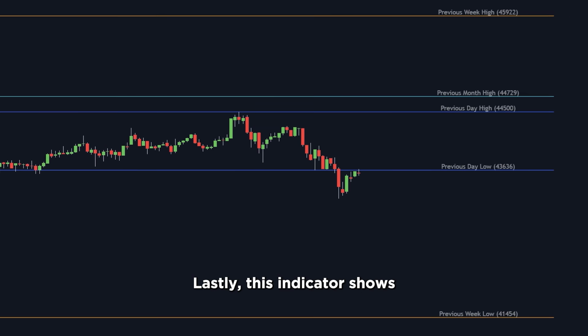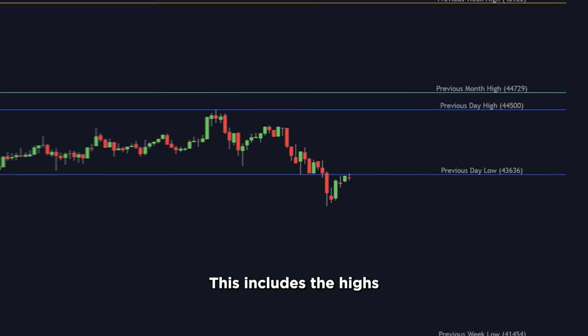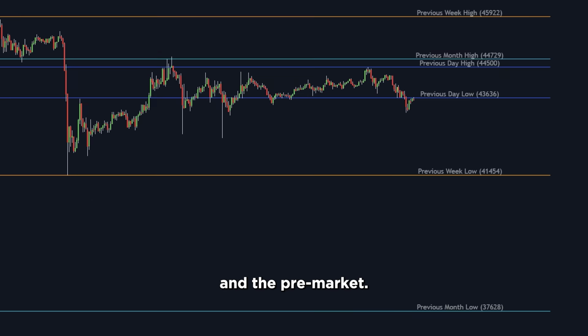fill. Lastly, this indicator shows you key levels where price is likely to have a big reaction at. This includes the highs and lows of the previous day, the previous week, the previous month, and the pre-market.